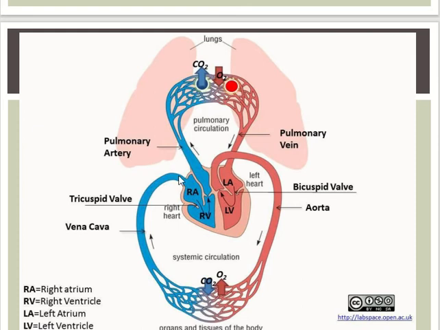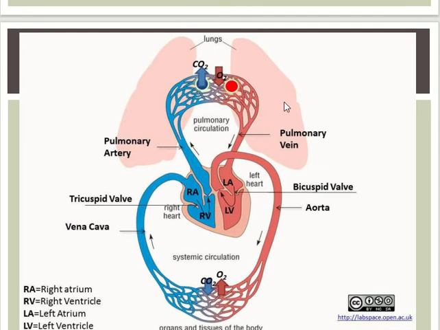And then here, as you can see, the deoxygenated blood will pump out from the right ventricle through the pulmonary artery. Thus, the pulmonary artery brings the deoxygenated blood that contains carbon dioxide, and the carbon dioxide will diffuse out into the lung, and the human will breathe out the carbon dioxide. Okay, so the circulation between the heart and the lungs is referred to as pulmonary circulation.